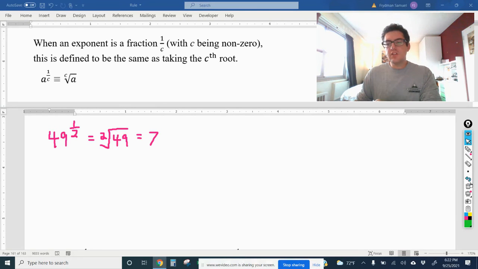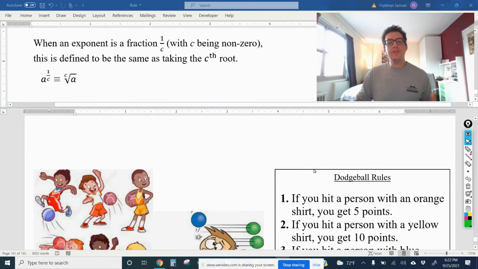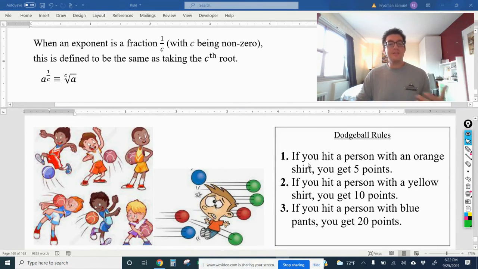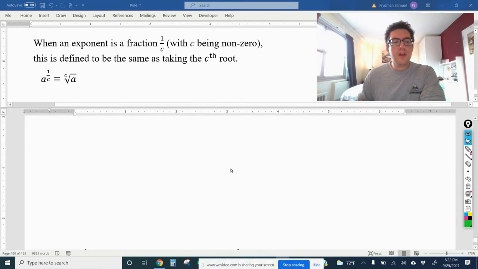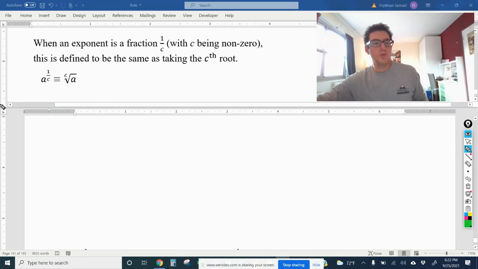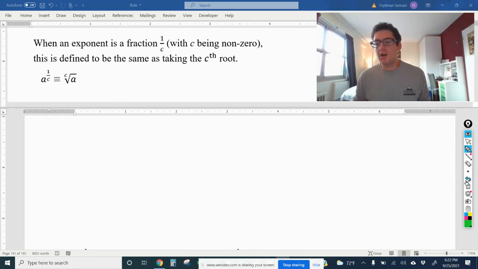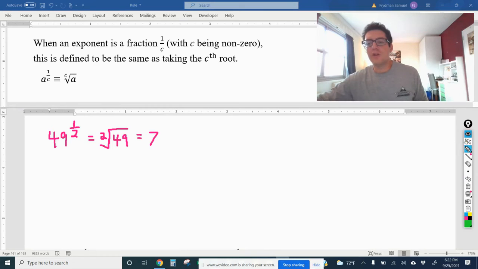So we have this new rule, but again, anytime we come up with a new rule, we want to make sure that it's consistent with the other rules, right? So I want to just do an example to demonstrate how this rule is actually consistent with other rules that we know. Let's say I wanted to evaluate the expression 49 to the 1/2 power times 49 to the 1/2 power.